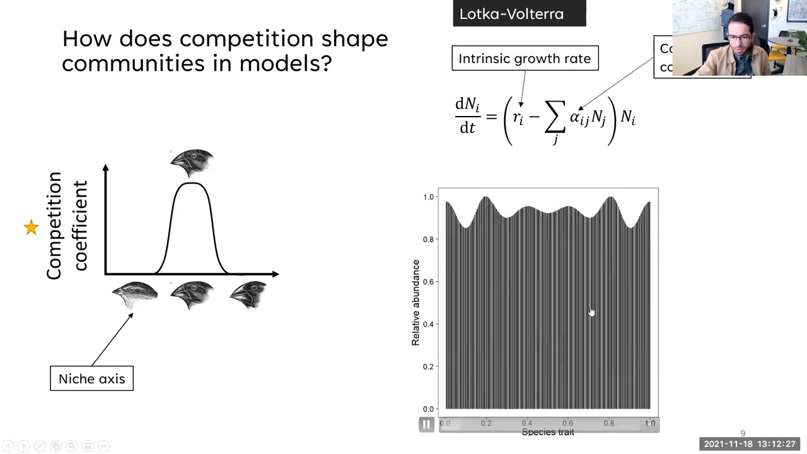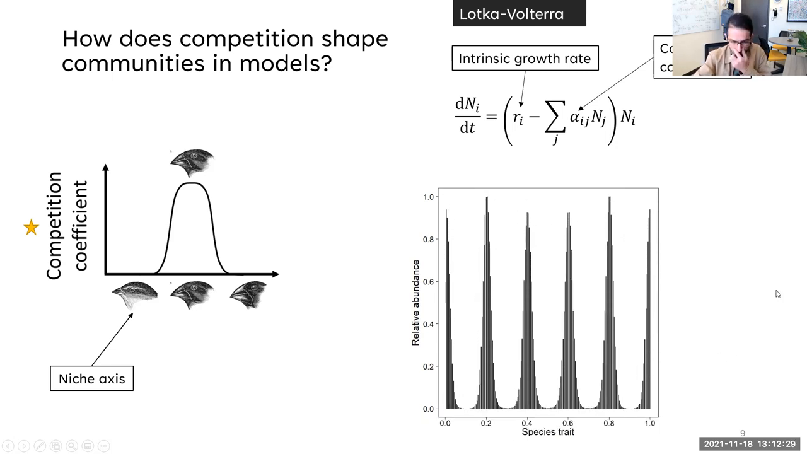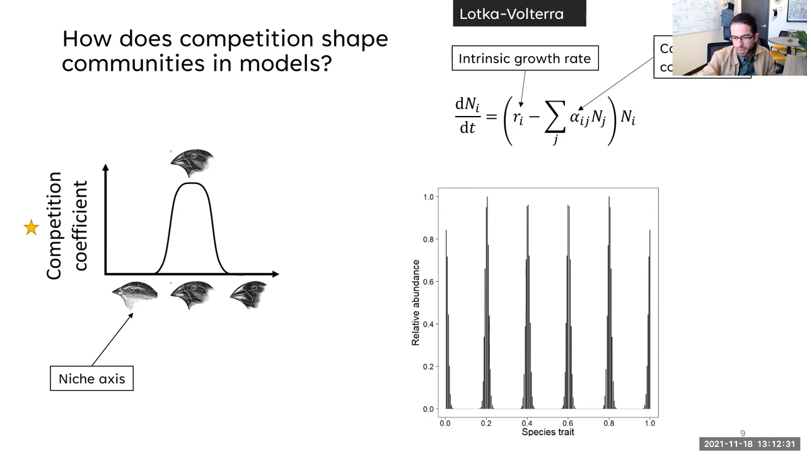So actually, let me restart from scratch. And you notice a few things here, right? So question, it's starting to slow down because this is reaching equilibrium now. What's going to happen at the very end? How many species are we going to have coexisting here?